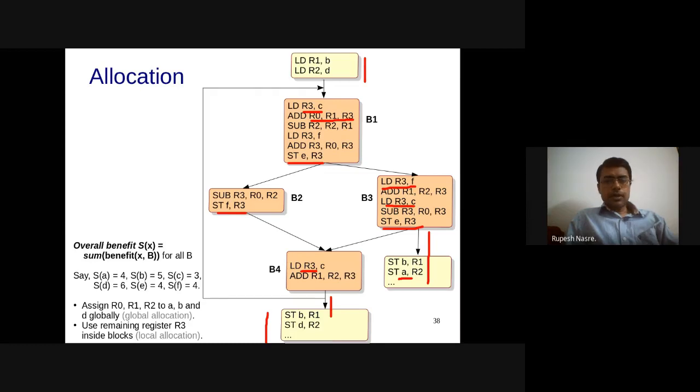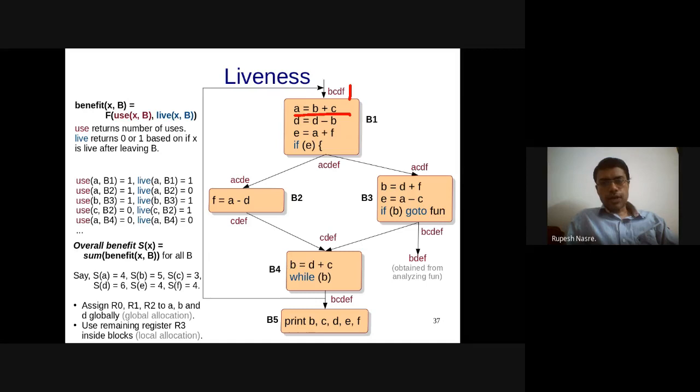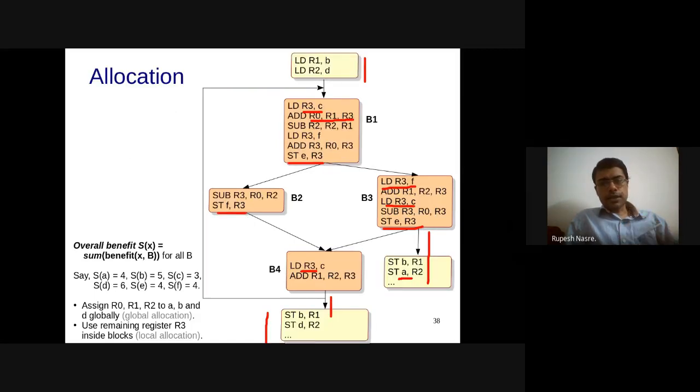Okay. As far as E and F are concerned, which are also live apart from B and D, which are live in fun, since we are using local allocation, it's kind of guaranteed that those are going to be in the memory locations. For example, we can check that there is this store of R3 to E, right? So that is guaranteed to be within that function, within that memory location.